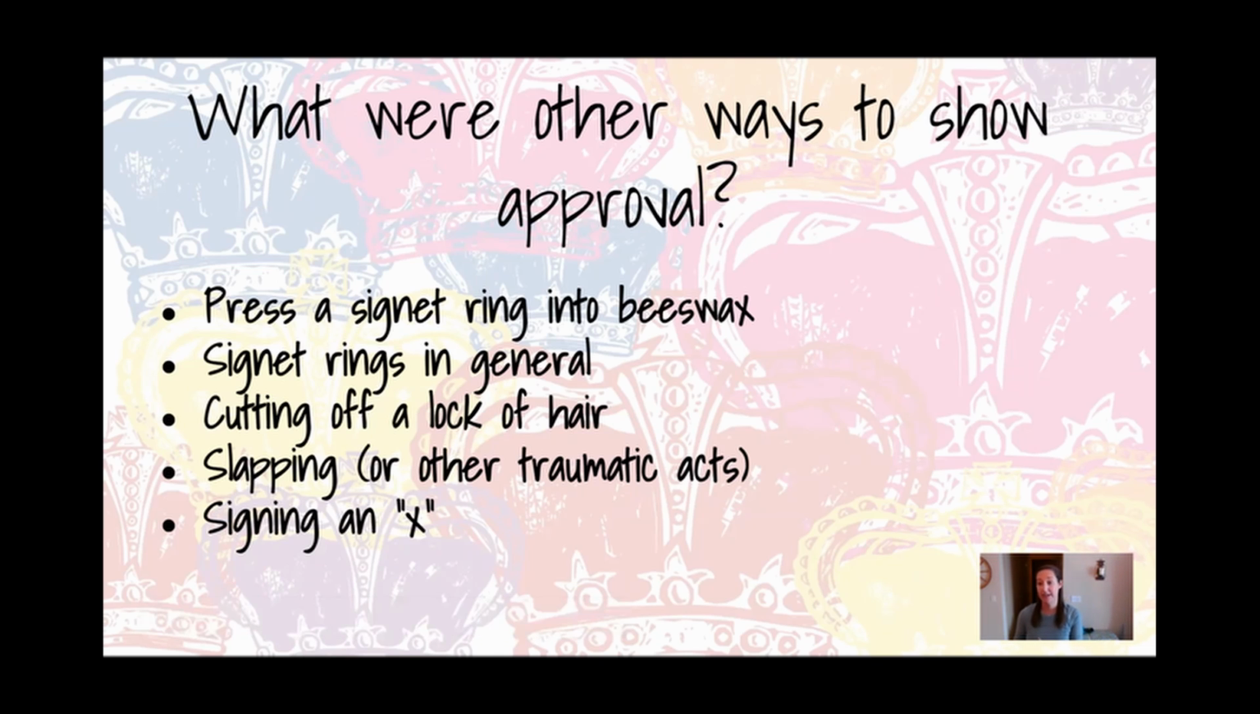Actually, fun fact, if you've ever seen the Prince and the Pauper Disney version with Mickey Mouse, instead of having this Great Seal that you hold on to, it is actually a ring, and that's what Royal Mickey uses to prove that he really is the prince slash king at the end. Also, another strange one I saw is cutting off a lock of hair could show your approval that you are agreeing to something. Slapping or other traumatic acts.